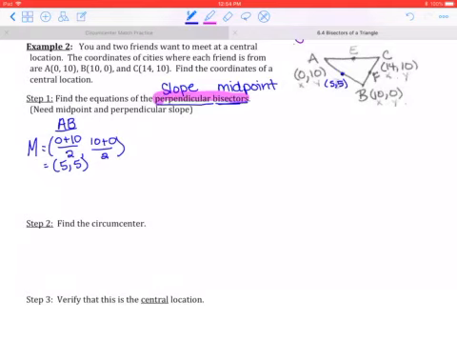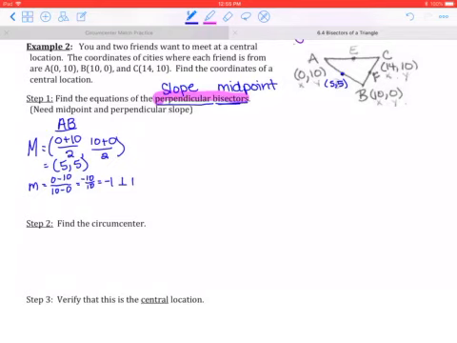The next thing I need is the perpendicular slope. So the slope of AB, the slope formula is y2 minus y1 over x2 minus x1. So it's negative 10 over 10, or negative 1. So that's the slope of AB. To be a perpendicular bisector, I need to use the opposite reciprocal slope. So if this is negative 1 over 1, my opposite reciprocal slope will be positive 1 over 1. So that one has a slope of 1.